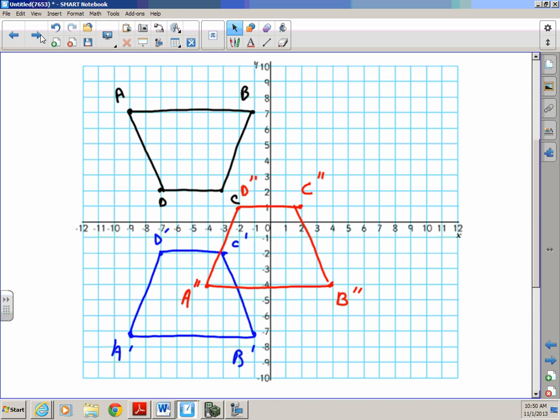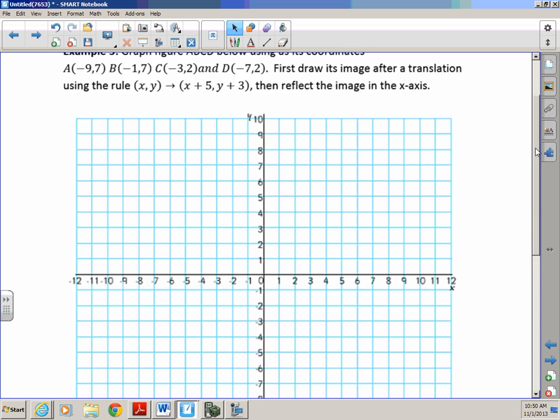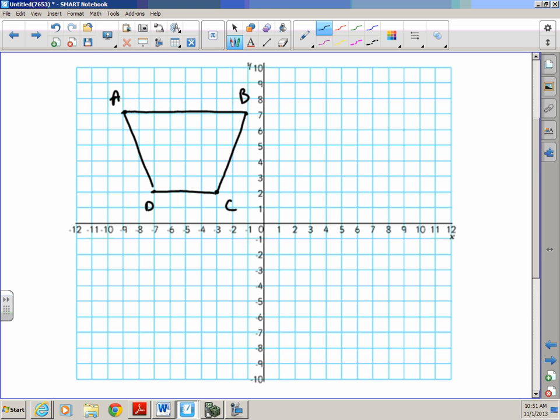Now, we want to go to the next page, and we're going to do the same thing to this figure, except I'm going to go in the opposite order. All right? So let's graph our original. A, B, C, and D.